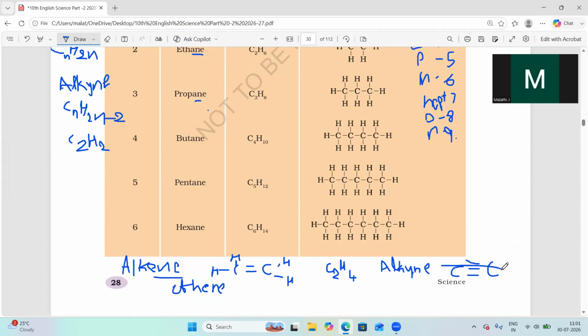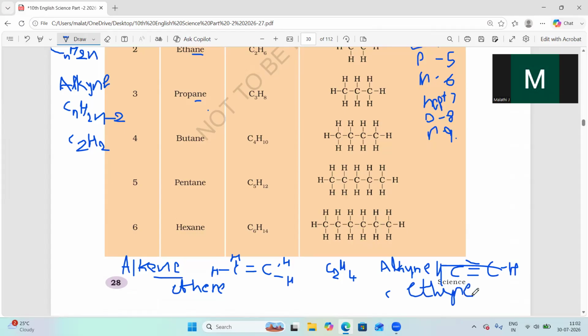How many bonds remain? We require 1 bond, which is combined by sharing electrons with the hydrogen atoms. So the general formula of alkyne is CnH2n minus 2. If you take the form with 2 carbon atoms having a triple bond, the name is ethyne.